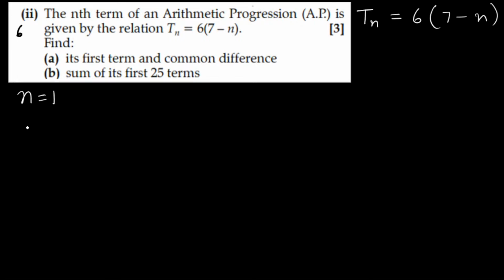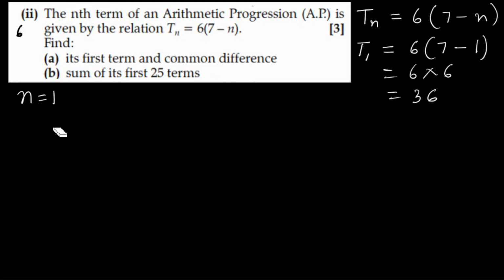So in the given general term expression, we will substitute n's value as 1. So in place of n, I'm just writing 1, because the first term we have to find: T1 is 6 into 7 minus 1. Wherever you see n, substitute it by 1. So 6 into 7 minus 1 is 6 into 6, which is 36. So first term A is equal to 36.